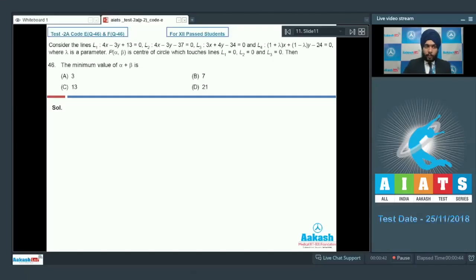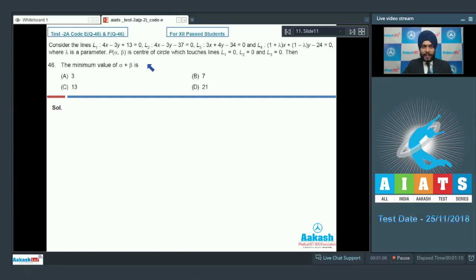So let us move on with the first paragraph, that is question number 46, 47 and 48. Consider the lines L1: 4x minus 3y plus 13 equals 0, L2: 4x minus 3y minus 37 equals 0, L3: 3x plus 4y minus 34 equals 0, and the line L4 as (1 plus lambda) x plus (1 minus lambda) y minus 24 equals 0, where lambda is a parameter.